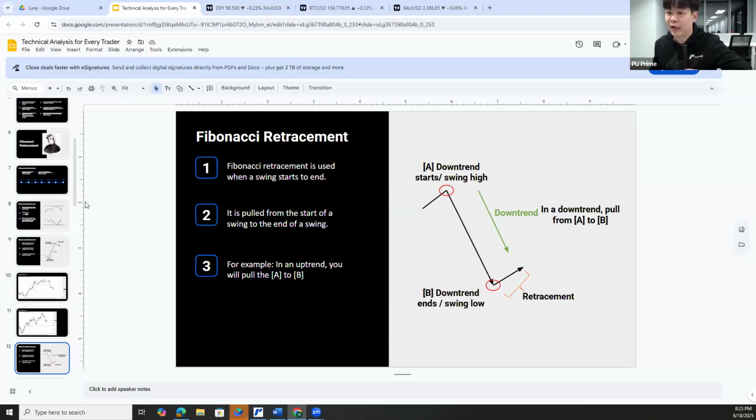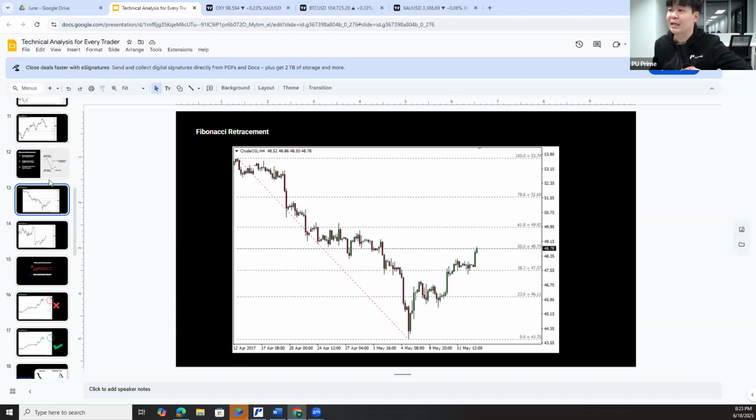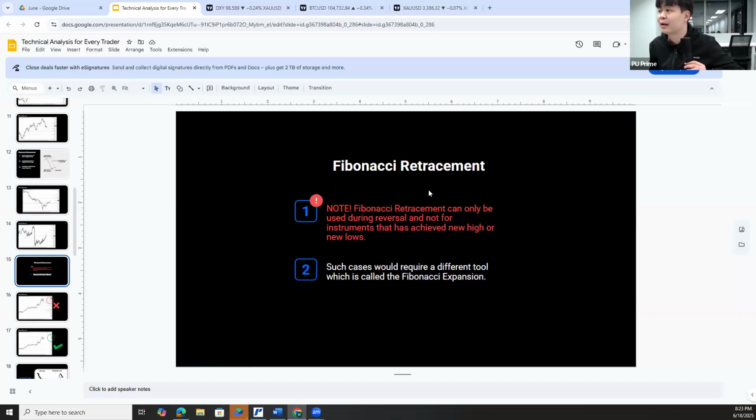When you think this is a very good support resistance suggestion tool for you guys to use, then afterwards, after you like it, you can try to implement it into your trading strategy. All right, so this is one of the examples where the overall trend is going down, but there's a retracement over there. So after you draw out the Fibonacci, resistance and support levels will be nicely formed. And this is another example.